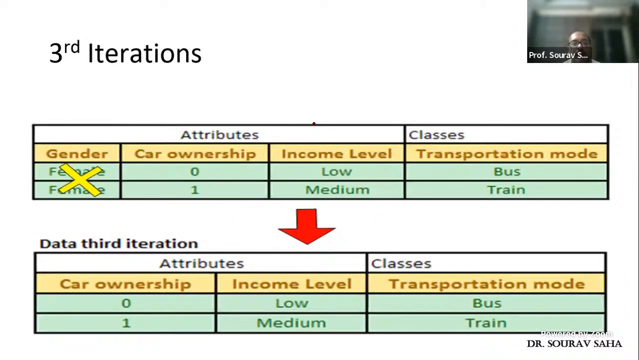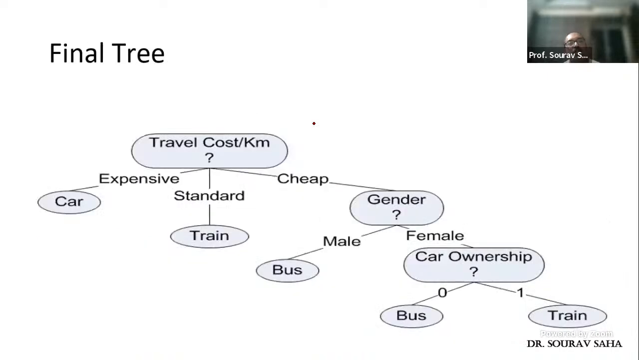If we take the splitting again, as I said, you can take either the car ownership or the income level, any one of these you can do. Same answer you'll get. By the car ownership, if the female is not having a car, then she will prefer a bus. If the female is having a car and a cheap mode of transport, then she is going for a train. So my decision tree has been created.